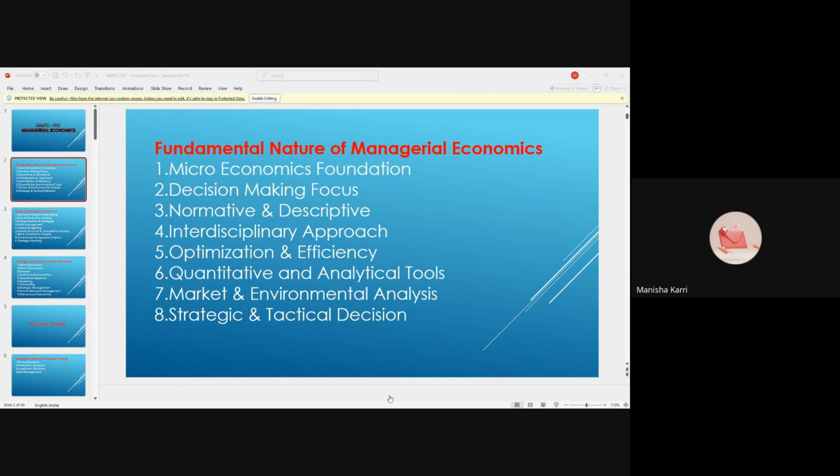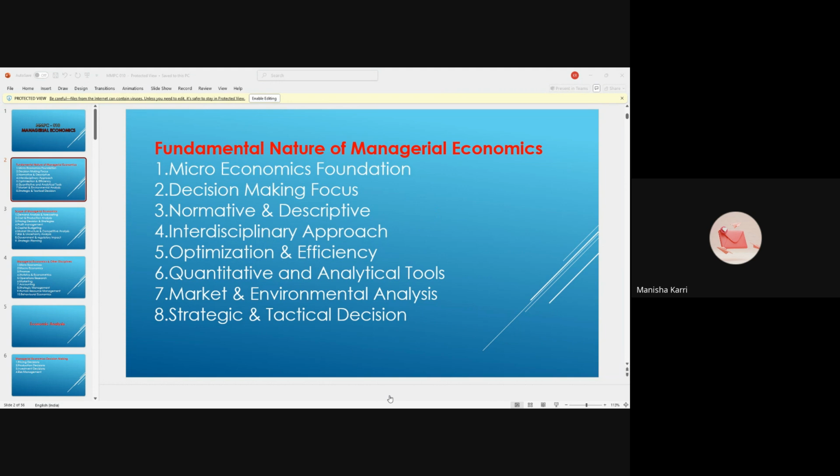Coming to decision making focus, generally this is primarily concerned with decision making processes within the company. This includes decisions related to production, pricing, investments, and resource allocation to achieve the business objectives more efficiently, which is the decision making focus.